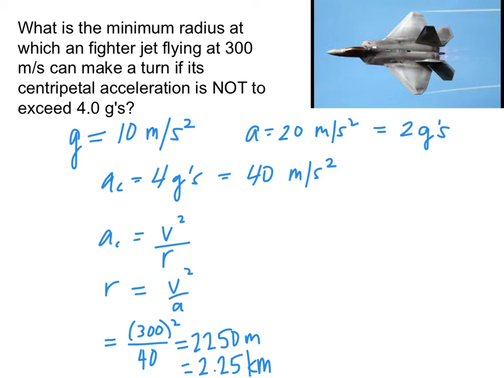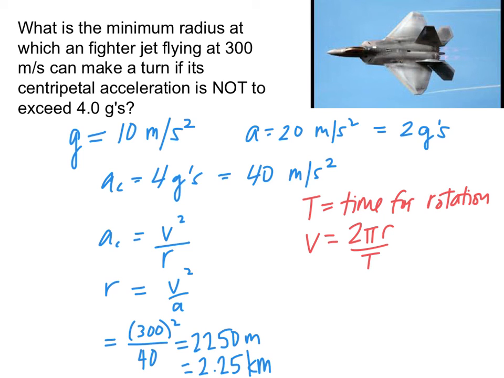Okay, let's add another question to this. What if we wanted to know how much time it took for one rotation? Remember that the period is capital T. That is the time for one cycle, one circle. So let's imagine that we wanted to find that value. If we did, we would then turn to the v equals 2 pi r over t equation.